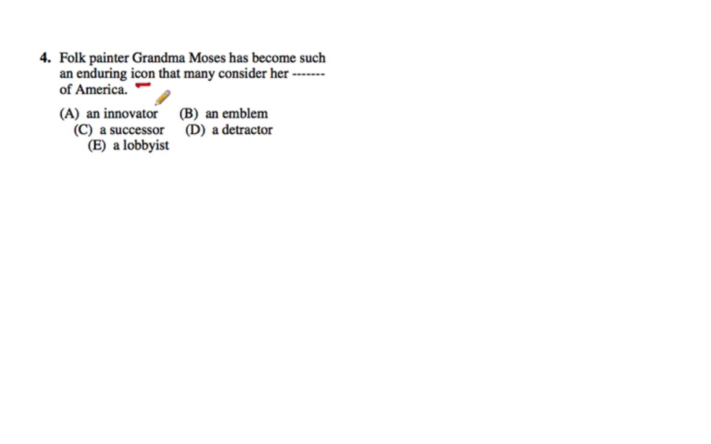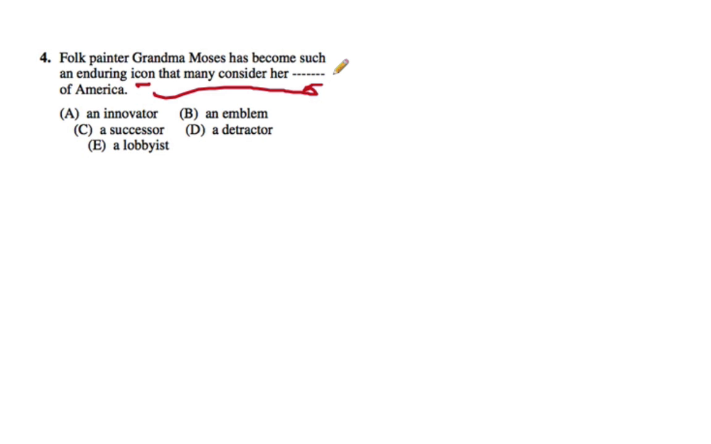You could put the word icon in the blank there. You could certainly say, folk painter Grandma Moses has become such an enduring icon that many consider her an icon of America. Now, that doesn't make 100% sense, but it's pretty close. Now, you might say, okay, Jeff, that's all well and good, but I don't know what icon means. Let's look at it that way for a second, and then I'm going to come back and do it the other way. Let's suppose you don't know what icon means.